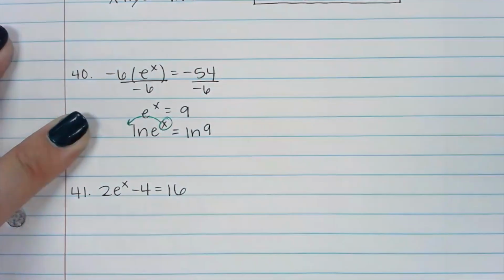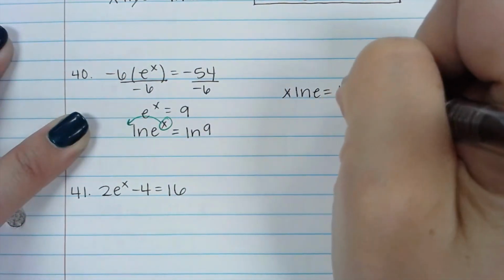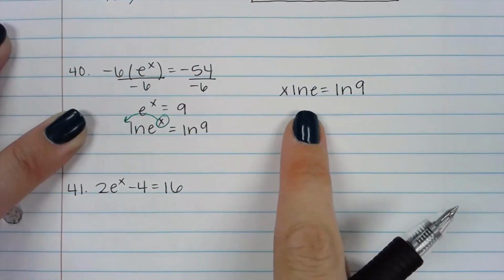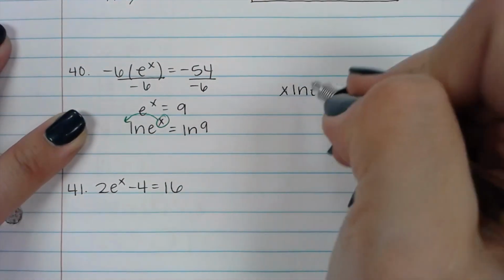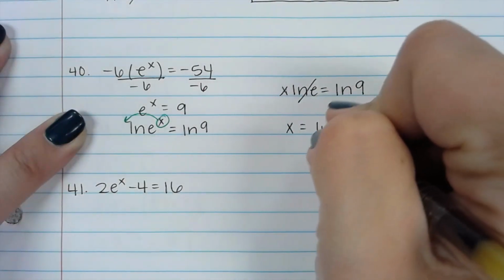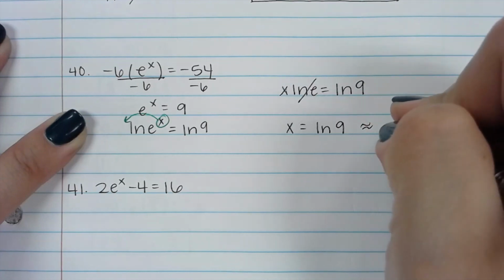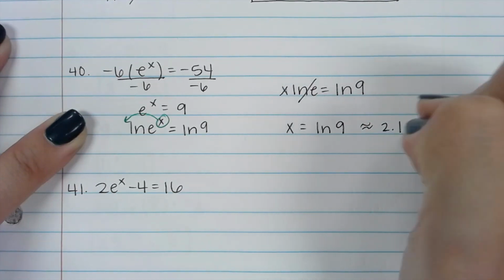The exponent flips out front. And then in the final step on this one, you could divide both sides by ln e, or you could remember that ln e is equal to 1, so it's just going to go away. So for question 40, you get x is equal to ln 9, which rounded to 3 decimal places gives you 2.197.